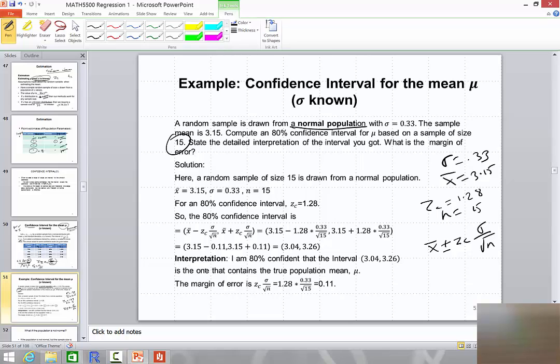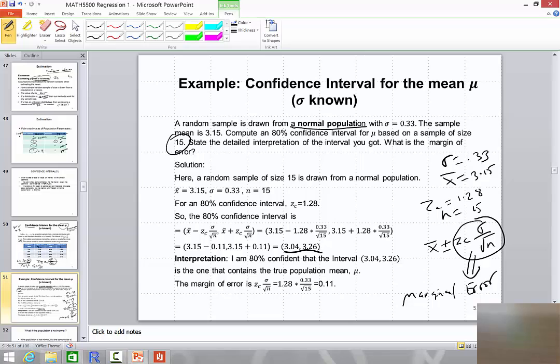Interpretation. This interpretation is very important. I am whatever percentage confident that the interval you just got is the one that contains the true population mean mu. And whatever part you are adding or subtracting here is called the error, or sometimes people call it marginal error. So margin of error or marginal error, the same thing. Whatever part you are adding or subtracting, Z critical times sigma divided by square root of n, this piece is called the marginal error. So keep this in mind.